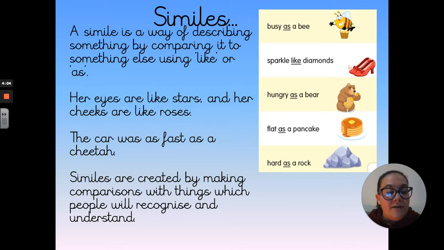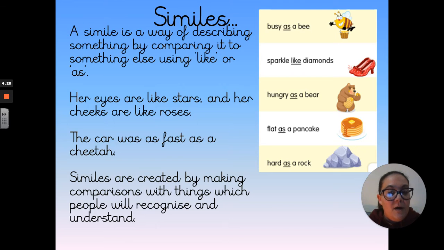Her cheeks are like roses. It tells you they're possibly pink or red. The second one, the car was as fast as a cheetah. That's telling you that car is speeding along very quickly, because we know a cheetah is a quick animal. It's an animal which moves at speed. So similes are created by making comparisons with things which people understand, which people recognise.